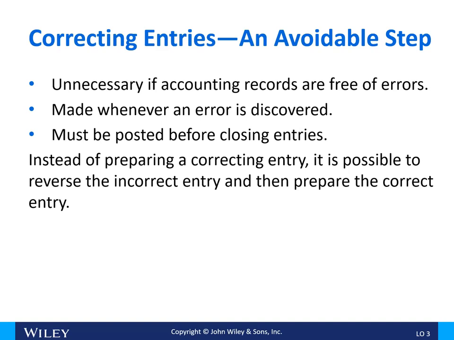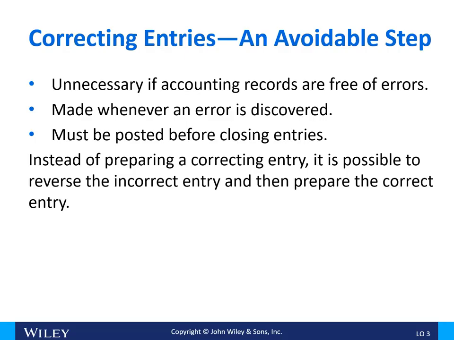Now we'll talk about correcting entries. This could be an avoidable step if all the accounting records are free from errors. Most likely that will not happen. Errors happen. People are human. Mistakes happen. But if we discover an error, we can correct it, and we must do all of our correcting entries before we do the closing entries. Closing entries is going to be the last step in the annual accounting cycle.